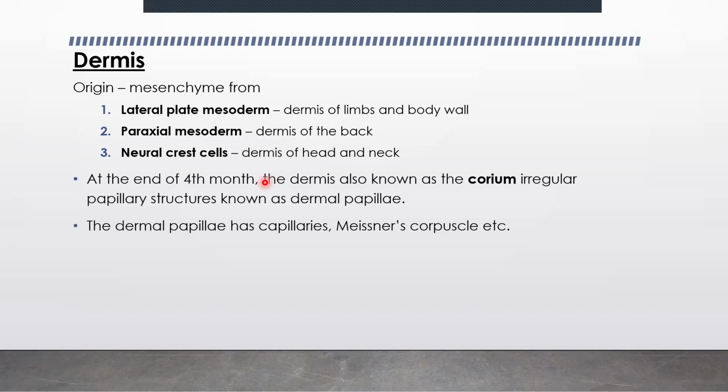At the end of the fourth month, the dermis, which is also known as the corium, will form irregular projections into the epidermis, forming the dermal papillae. And these dermal papillae will contain capillaries, tactile corpuscles, and other structures such as lymphatics. Remember, the capillaries and tactile corpuscles are formed by the mesenchyme inside the dermal papillae. So capillaries by angiogenesis. Tactile corpuscles are receptors, and of course lymphatics will be formed by lymphangiogenesis.